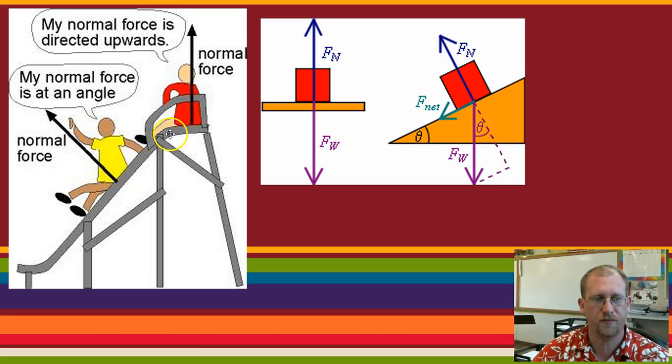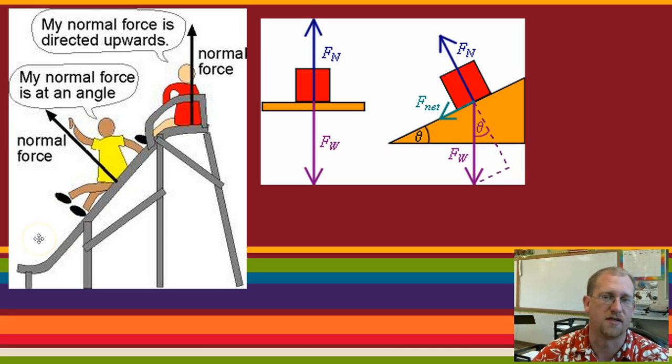Okay, so child sitting at the top of the slide. My normal force is directed upwards. Child is on a flat surface. Their weight goes down. Normal force is going up. Now, as a child slides down, their weight is still going down, but only a component of their force goes directly into the slide. And so the normal force coming perpendicular to the surface only has to overcome a portion of the child's weight. The other component of their weight is what's pushing them down the slide, right?